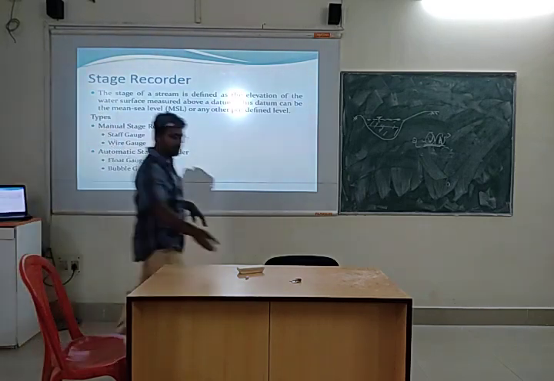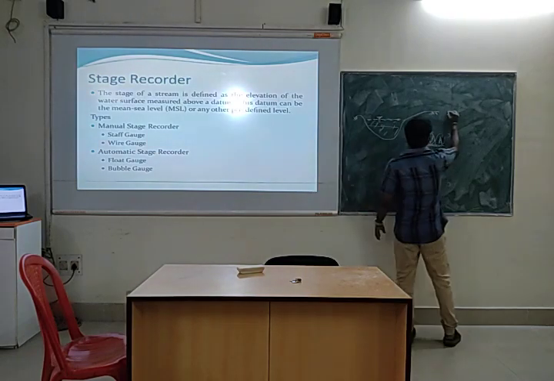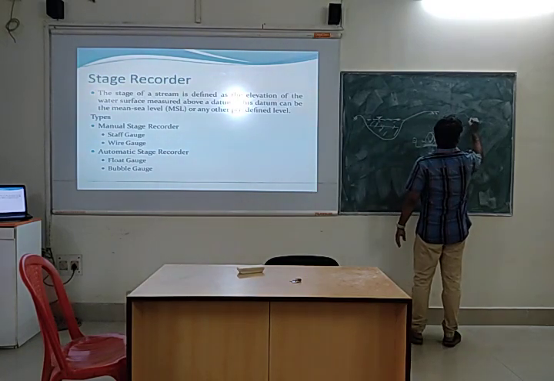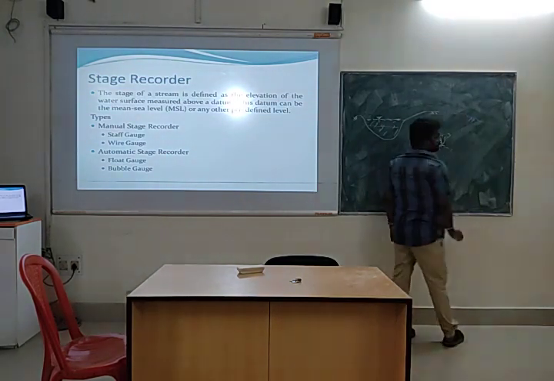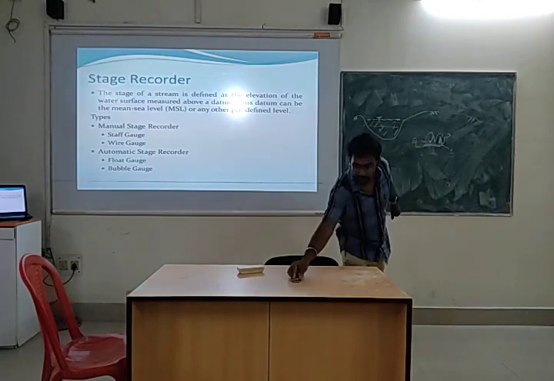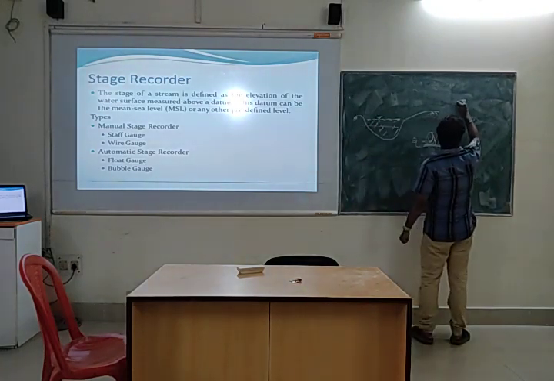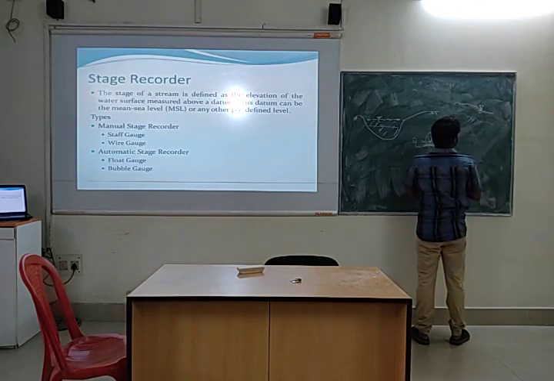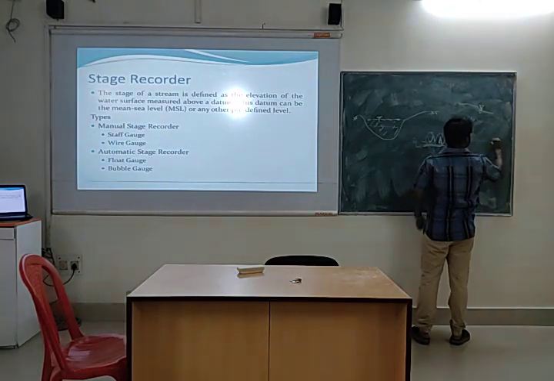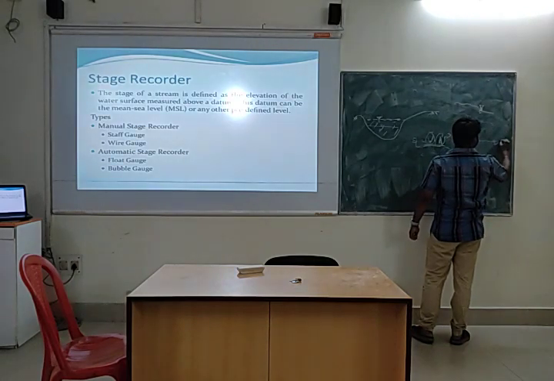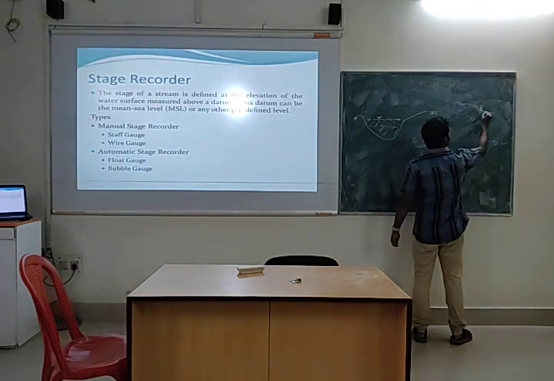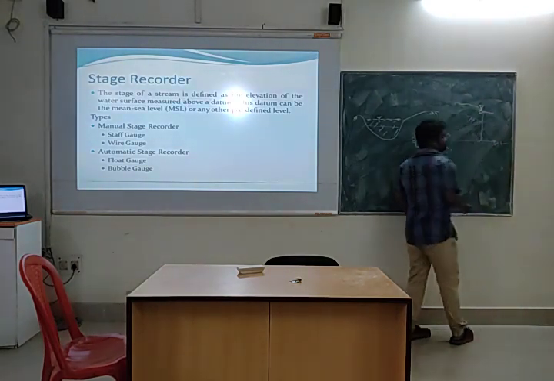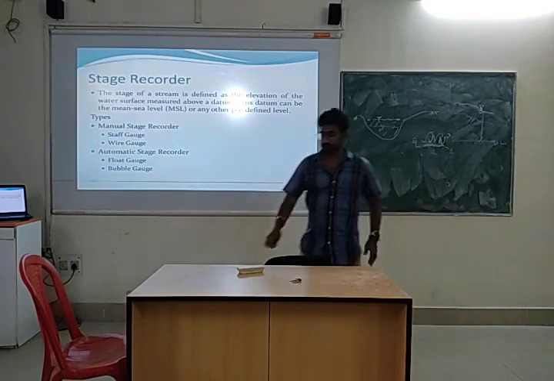So basically, suppose you are having some sort of stream. This is the ground level. This is the stream flow, and this is the datum line. So we can find out the elevation, right?